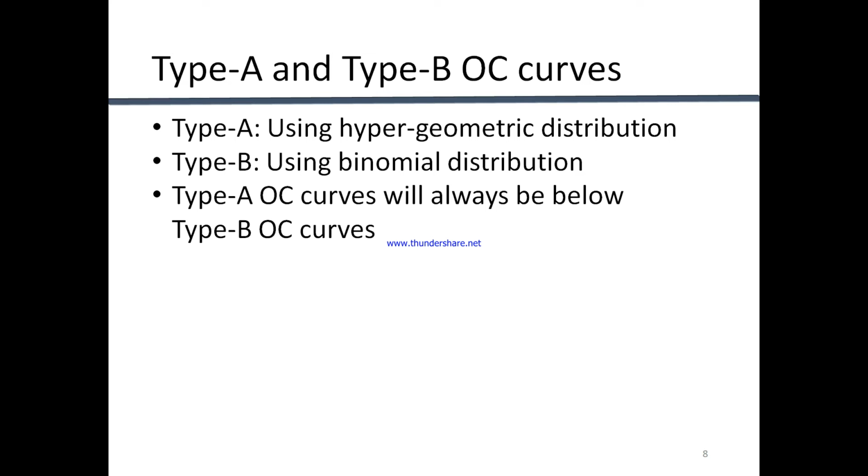If you take the same data set and plot the type A and type B OC curves on the same graph, you will see that the type A OC curve will always fall below the type B OC curve. That is, from the hypergeometric distribution you get a lower probability compared to the binomial distribution.